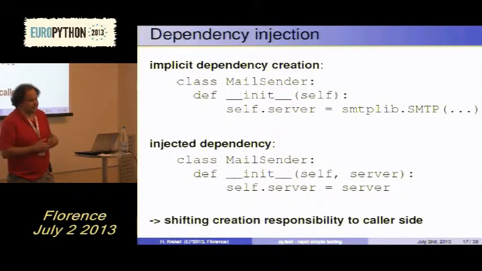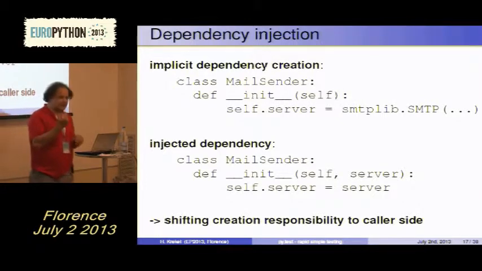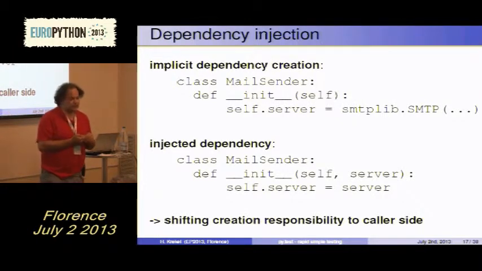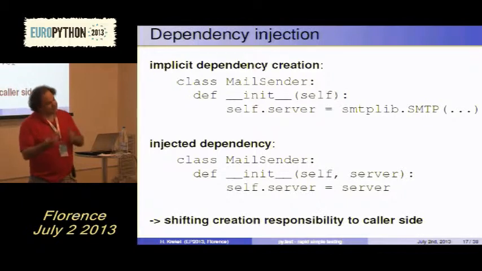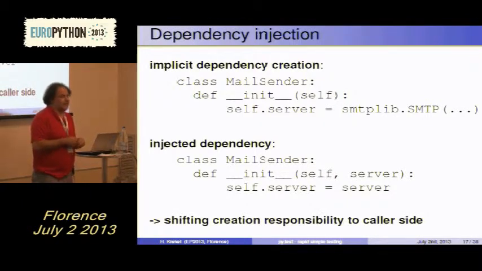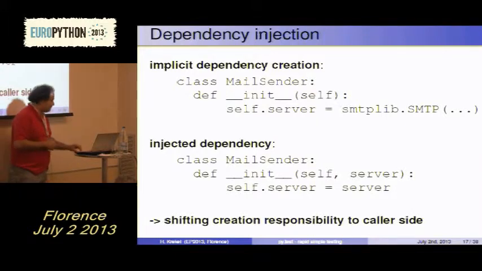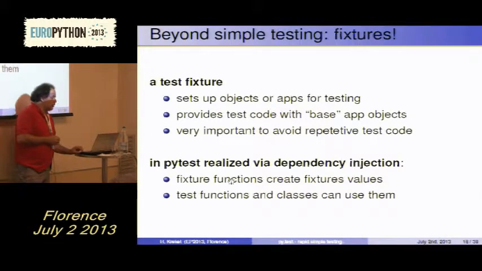so that you don't require an actual SMTP server somewhere. And with dependency injection, you can directly send in an object, dependency inject this object into the other class. And that doesn't need to be a full SMTP service, but it can just have enough methods, the methods that this class uses, in order to simulate what the mail server is doing. So that's dependency injection. And pytest actually works with this mechanism on several levels.